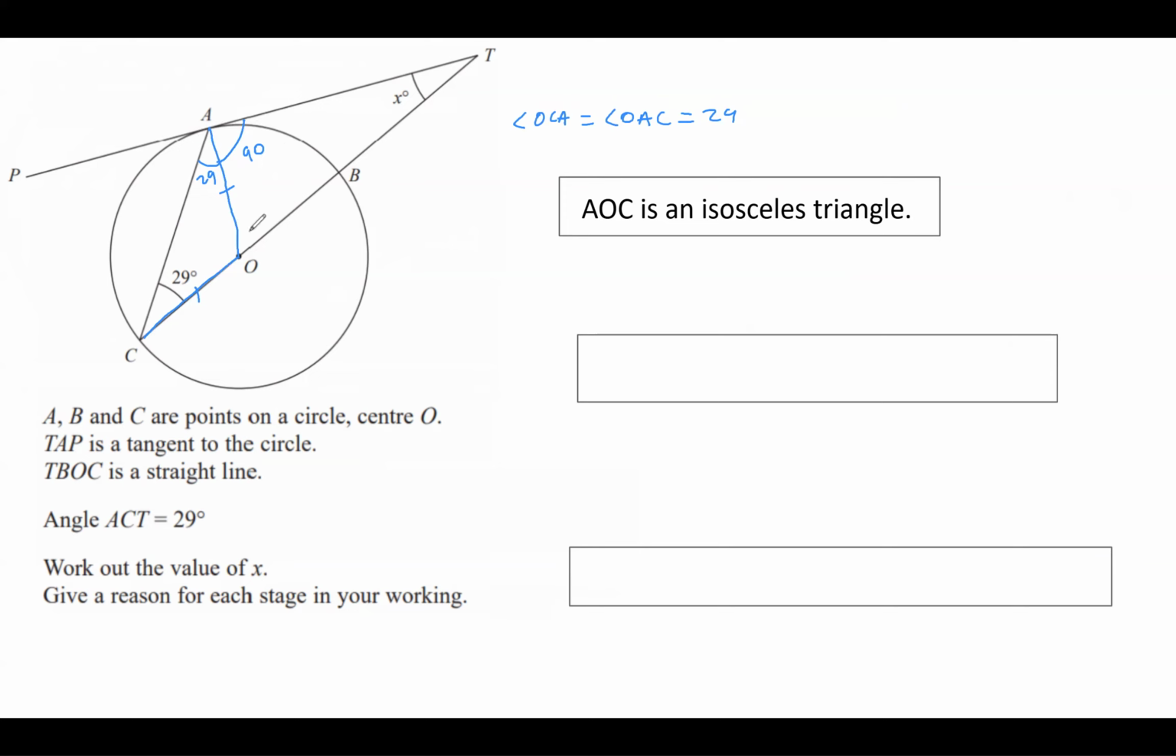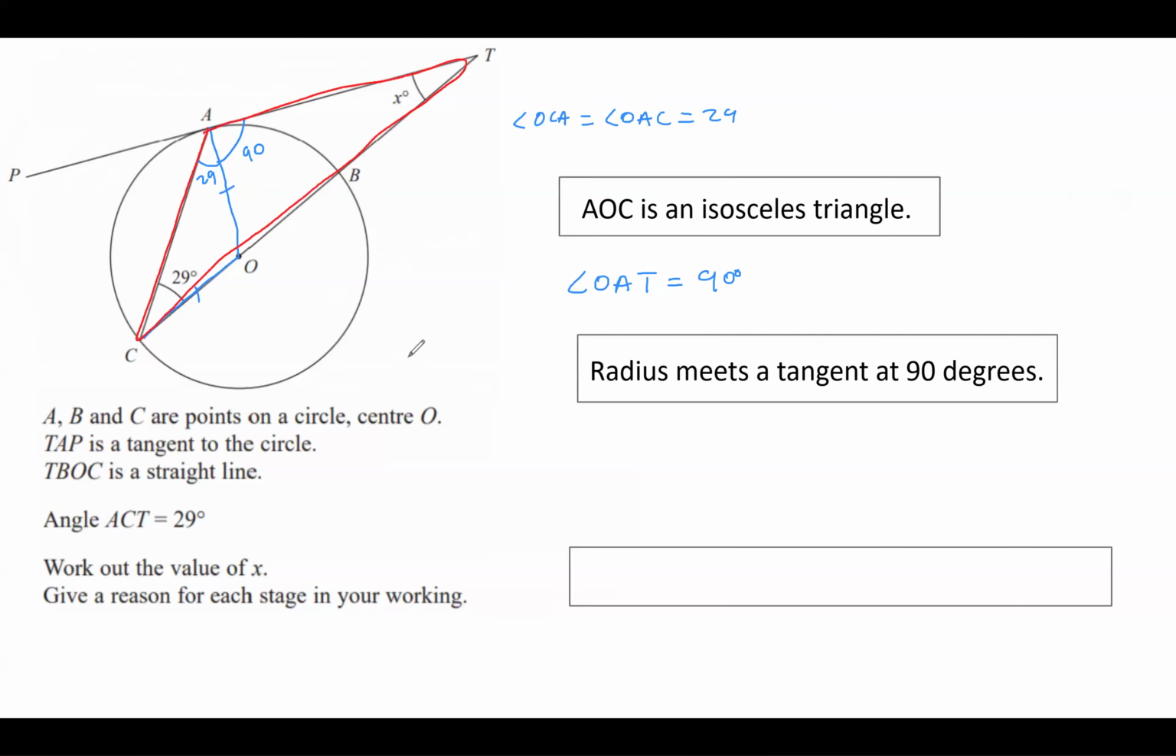So we can say angle OAT is equal to 90 degrees because a radius meets a tangent at 90 degrees. Okay, so essentially we've almost completed this problem, because what we have now is this triangle over here, which in effect is something like this.